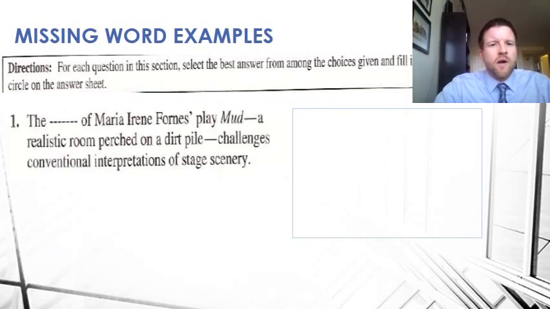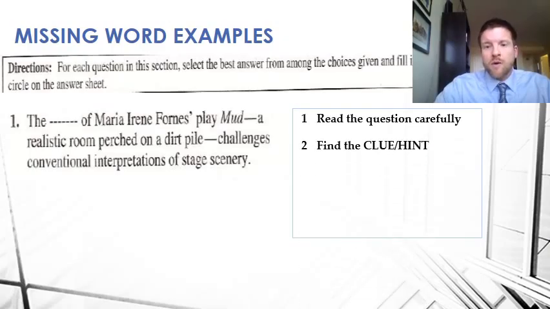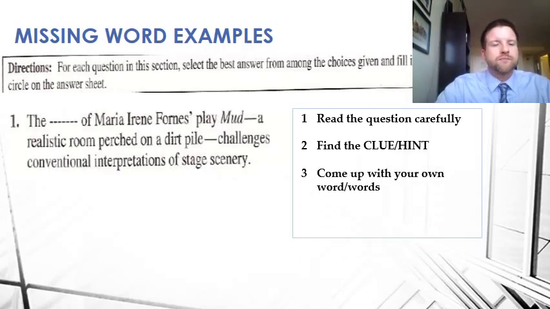So let's have a look at one now. The blank of Maria Irene Fornes' play Mud, a realistic room perched on a dirt pile, challenges conventional interpretations of stage scenery. So what we've done there is we've read the question carefully. Now we want to try to find a clue or a hint in the sentence that tells us what the word should be. Then, following our steps, we're going to come up with our own word or words to fill in the blank.